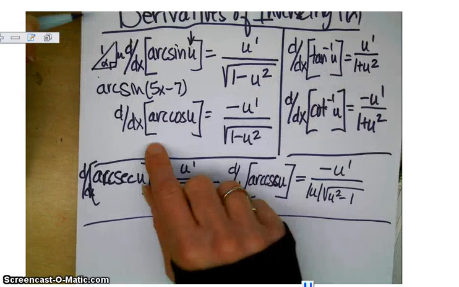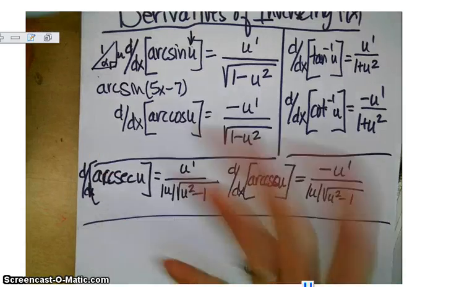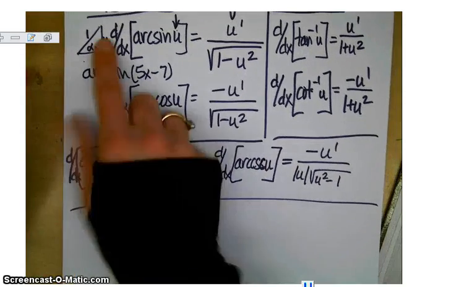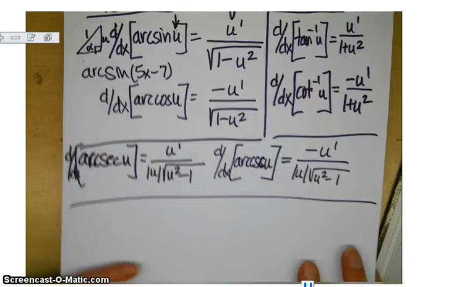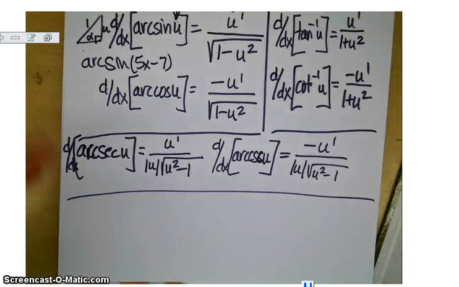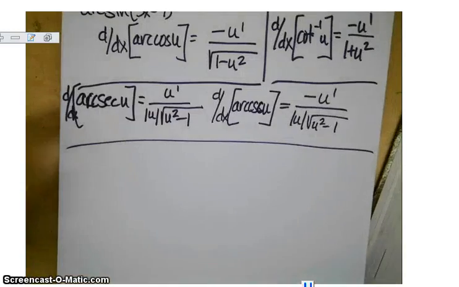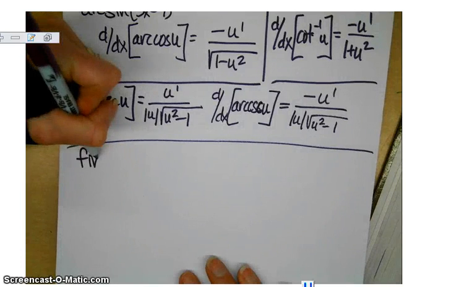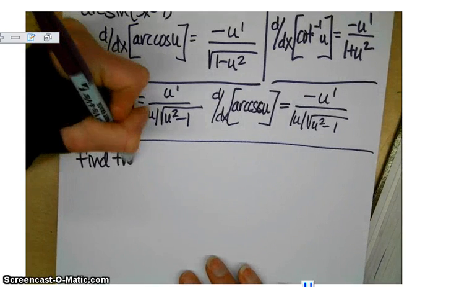That's where the derivatives come from, by drawing triangles like we did. So I won't do a proof. Instead, I'll just show you how to find derivatives. So let's look at a couple of examples here. Find the derivative.